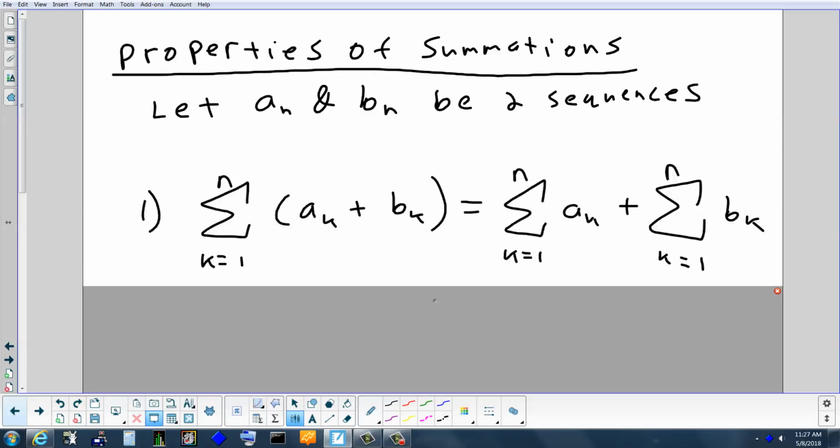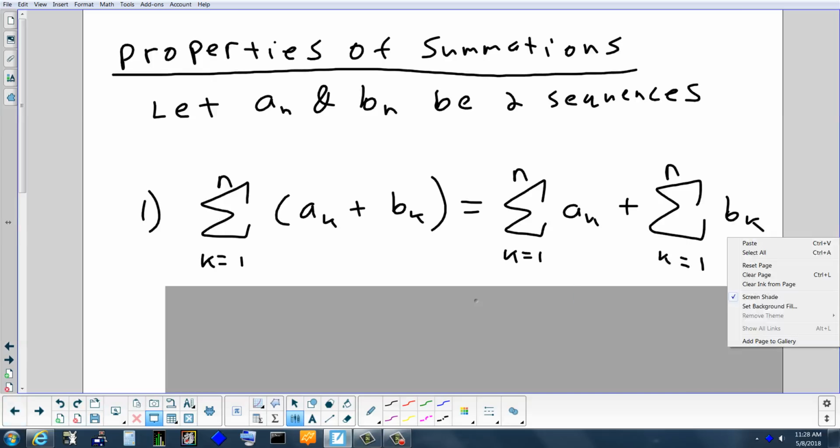So here's our first one. It kind of looks like distributive property. If you have the sum of 2 different sequences, that's what this is saying, you have 2 different sequences, and you want to add them together. You can do it two ways. You can add together the individual terms first and then add everything up, or add the entire first sequence up, add the entire second sequence up, and then add those two results.